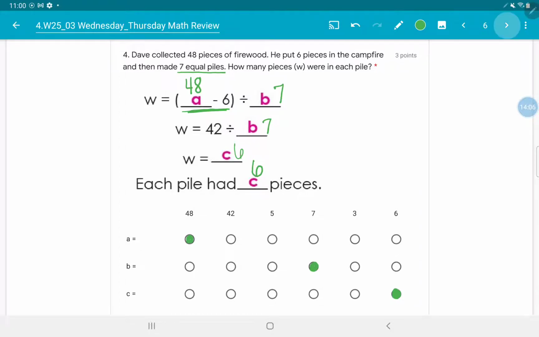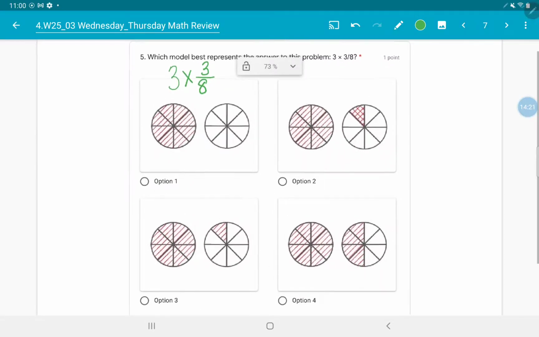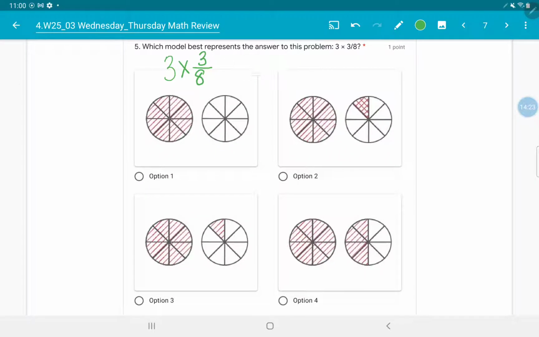Alright, next, we're multiplying 3 times 3/8. So if I'm doing 3 times 3/8, does the size of my pieces change? No, I'm still going to have eighth-size pieces. What is going to change? If I make 3 groups of 3/8, will the size of my pieces, the denominator, change, or the number of pieces, my numerator, change, Olivia? The number of pieces, the numerator.